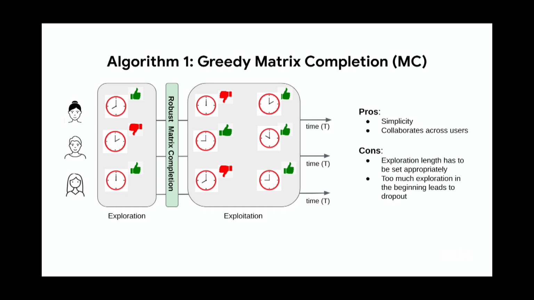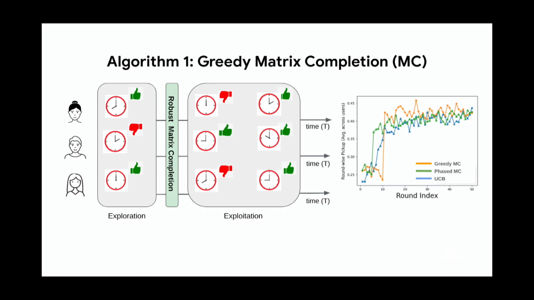In fact, you can show theoretically that it's impossible to find this optimal exploration length beforehand, or even during the course of the algorithm. So theoretically, this might look like an optimal algorithm, but it's not, because it assumes that this optimal exploration length can be set, but it can't be set in practice. Okay.